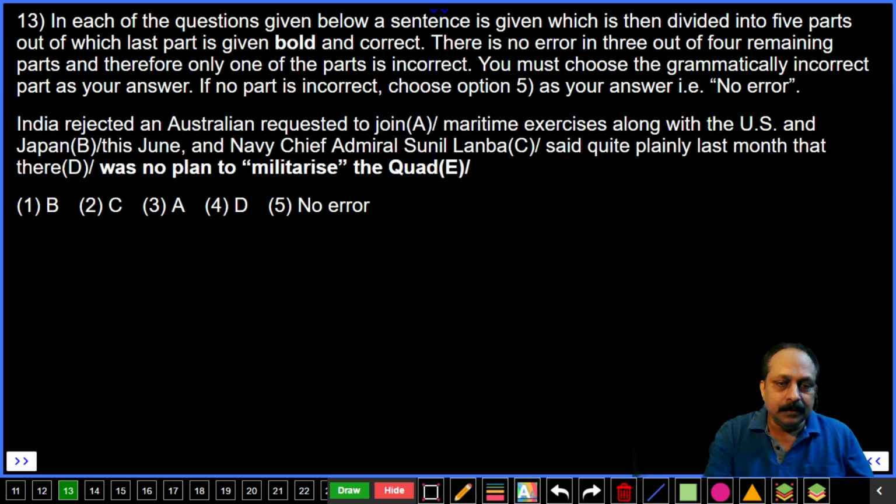Question number 13. India rejected, this is an easy one. India rejected an Australian requested. No, here the word request should be a noun. India rejected something. India rejected asks the question what? India rejected an Australian request, not requested. Australian request to join maritime exercises. Requested is not correct. Request is correct. And here request is a noun. India rejected what? An Australian request. Answer is A. Third option.